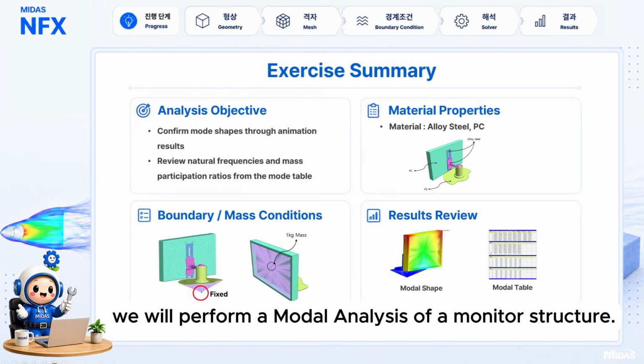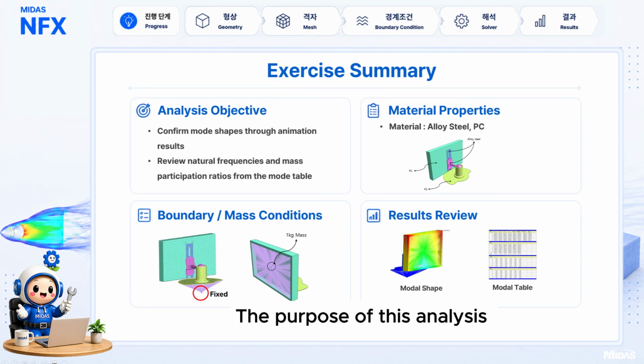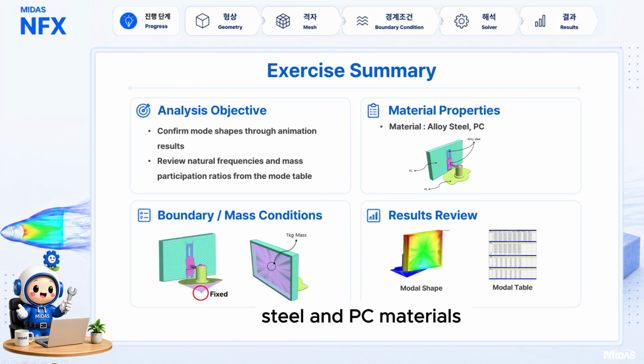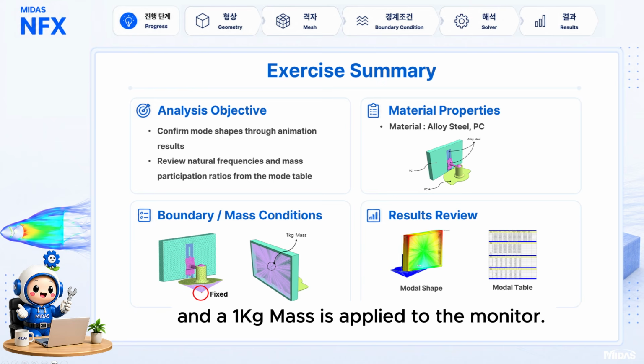In this example, we will perform a modal analysis of a monitor structure. The purpose of this analysis is to identify the fundamental vibration characteristics of the monitor structure. The analysis model uses alloy steel and PC materials. The bottom support is fixed, and a 1 kilogram mass is applied to the monitor.